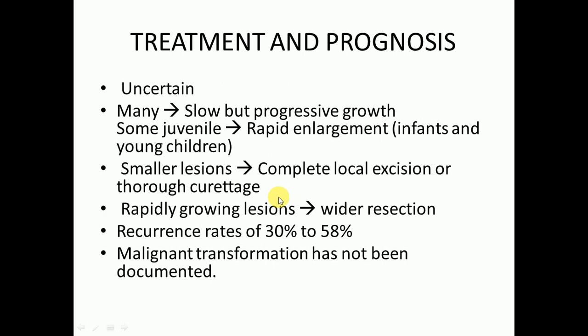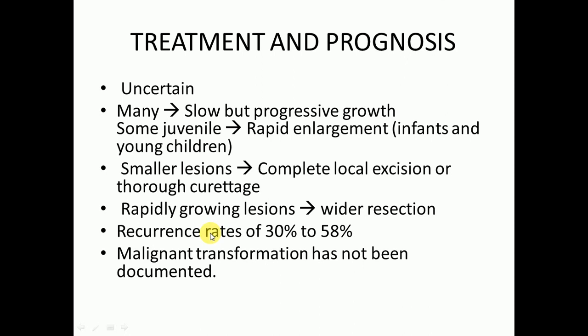There is uncertainty about its treatment and prognosis. Many juvenile ossifying fibromas will grow slowly and progressively. Some will show rapid enlargement, and this is usually present in infants and young children. Smaller lesions will need complete local excision or curettage, but rapidly growing lesions will need wider resection.